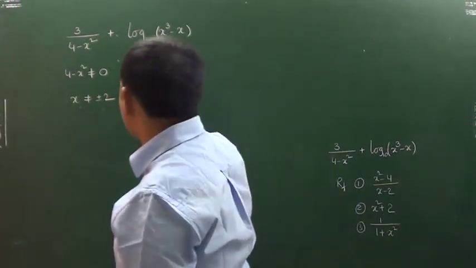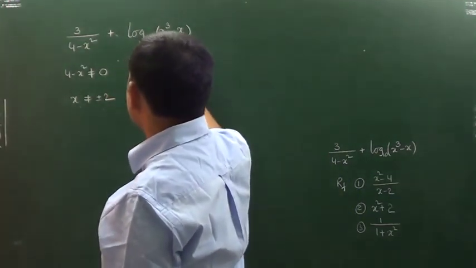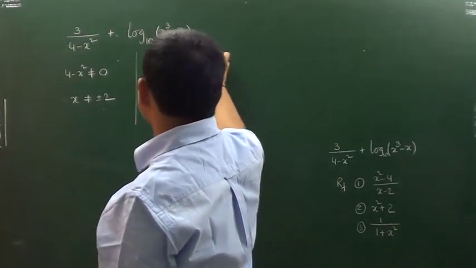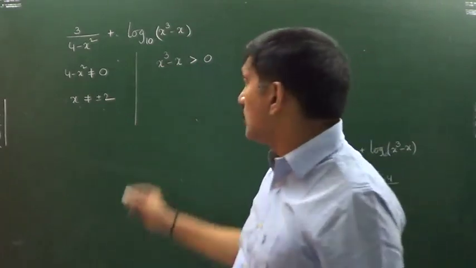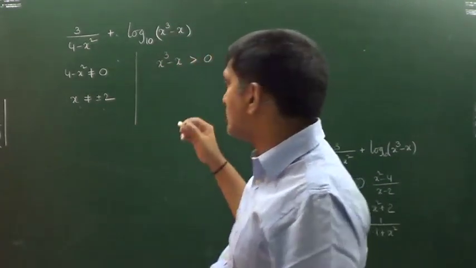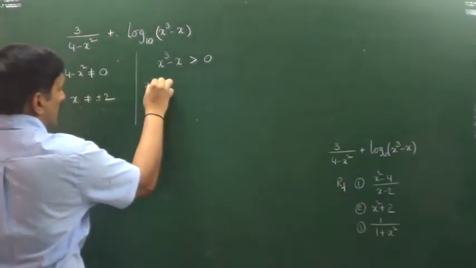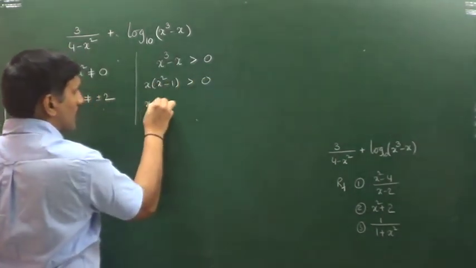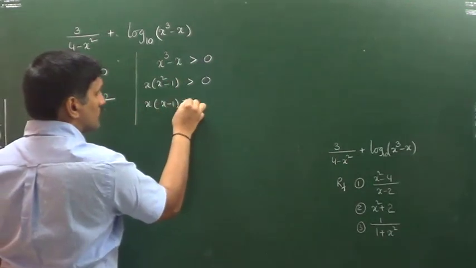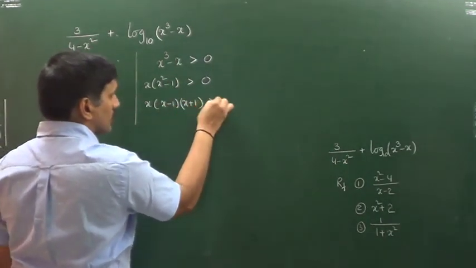Now come back to this particular part. X cube minus x greater than 0, because logarithm is defined only for positive real numbers. Now we can write this one as x into x square minus 1 greater than 0. So we will get x into x minus 1 into x plus 1 greater than 0.